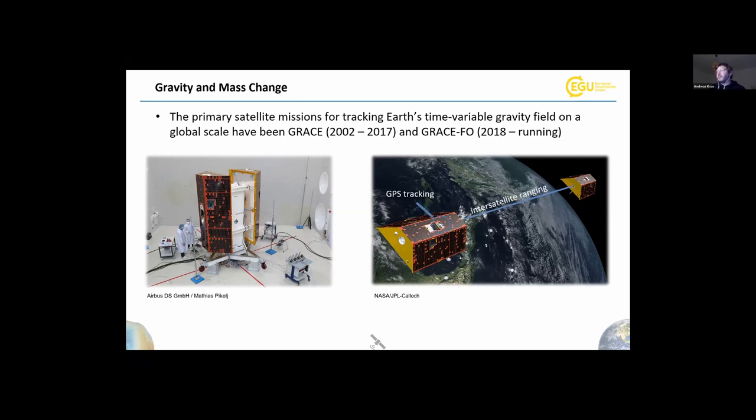I've mentioned in the beginning that essentially geometry, gravity field, and the orientation of the Earth are very much interconnected within geodesy. And we can see that here, because the primary measurements that we actually use to determine the gravity field are geometrical ones. In these two missions, we use GPS tracking, so the position and velocity of the satellites, as well as very precise intersatellite ranging measurements to determine gravitational changes from changes in the satellite motion.